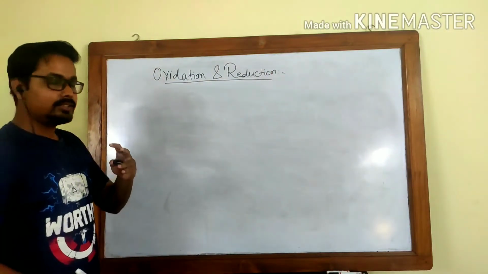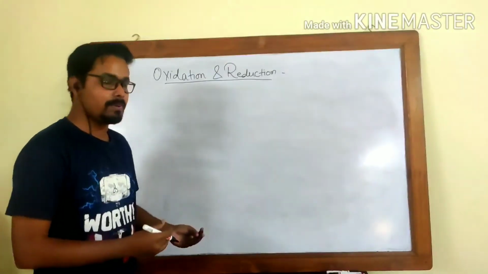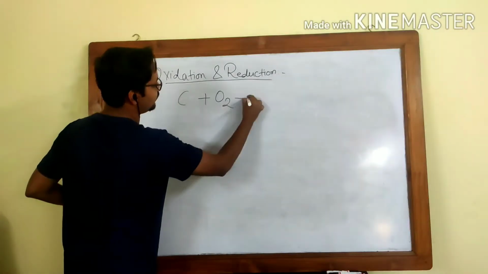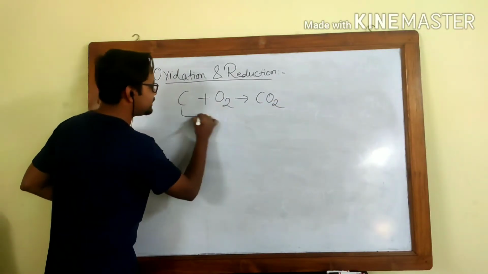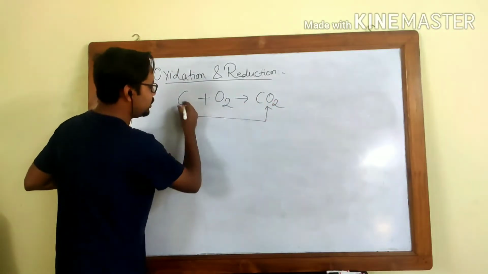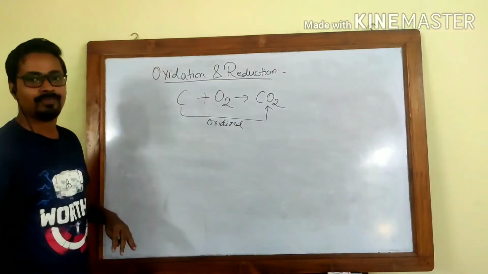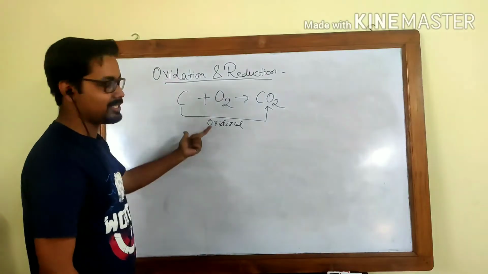Okay, let us take any example where oxygen is added to a compound. Like our first reaction that we took, carbon plus oxygen gives carbon dioxide. Here oxygen is added to carbon. So what has happened to carbon? Carbon has received oxygen to give carbon dioxide. So carbon has become oxidized. Okay, I hope that is clear.